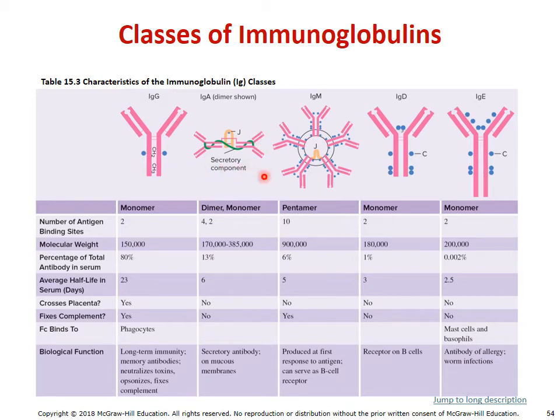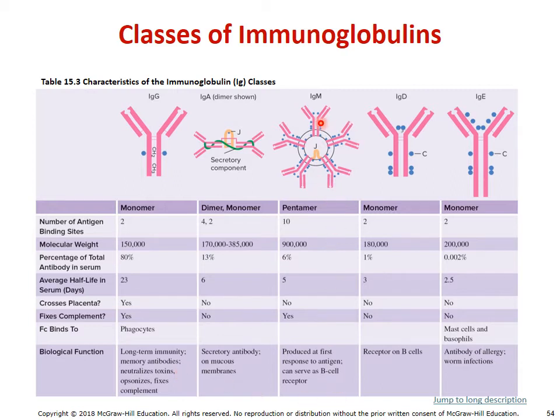IgA is actually going to come as monomers or dimers, but by far really what's most important about IgA is it's often going to be secreted. So this is a secreted antibody that again would survive in environments like the mucous membrane. The other thing I should point out about IgG is its long-term immunity. This is the memory antibody that would stick around for long periods of time.